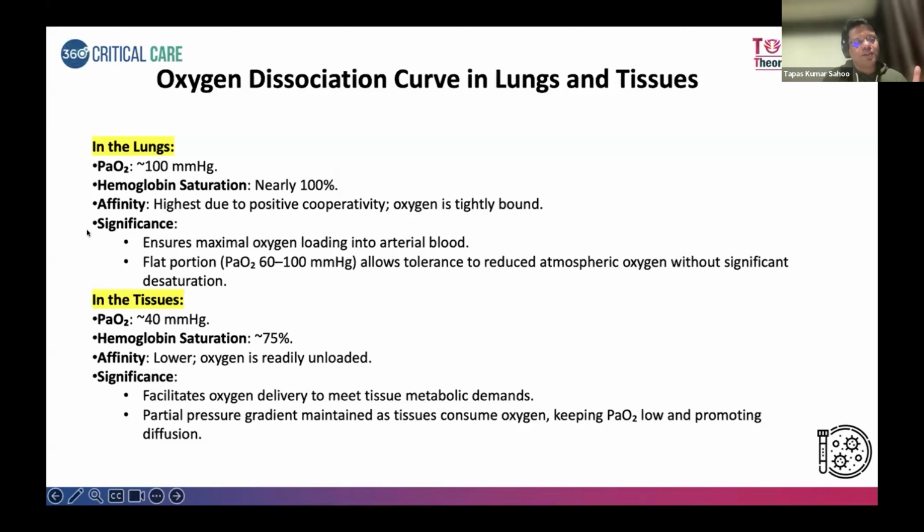And that would be the flat portion of your oxygen hemoglobin dissociation curve, with PaO2 60 to 100 millimeter mercury. Clear? Now in the tissues, what happens?